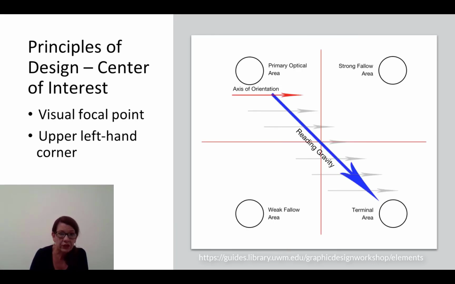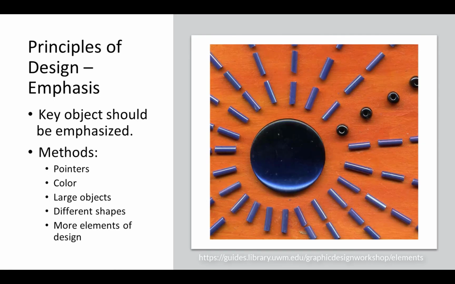The center of interest is the visual focal point and should relate to the graphic's purpose. The upper left-hand corner of a graphic is usually the best place for the center of interest because it follows our reading flow. The key object in a graphic should be emphasized. This is done by making the object visually dominant so it commands the viewer's attention. This can be done with the use of pointers, colors, large objects, different shapes, or incorporating more elements of design.